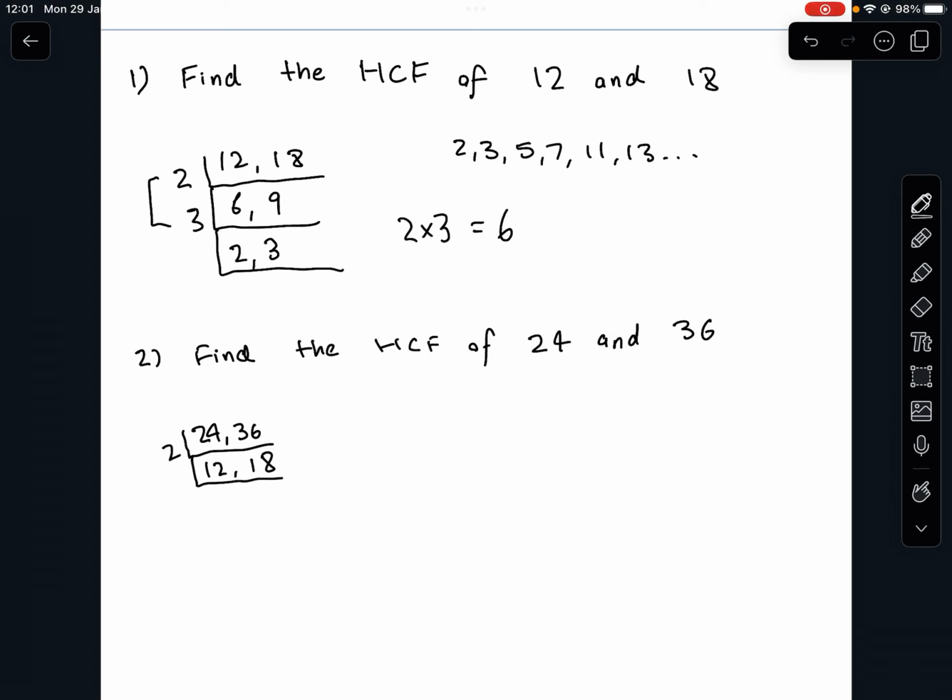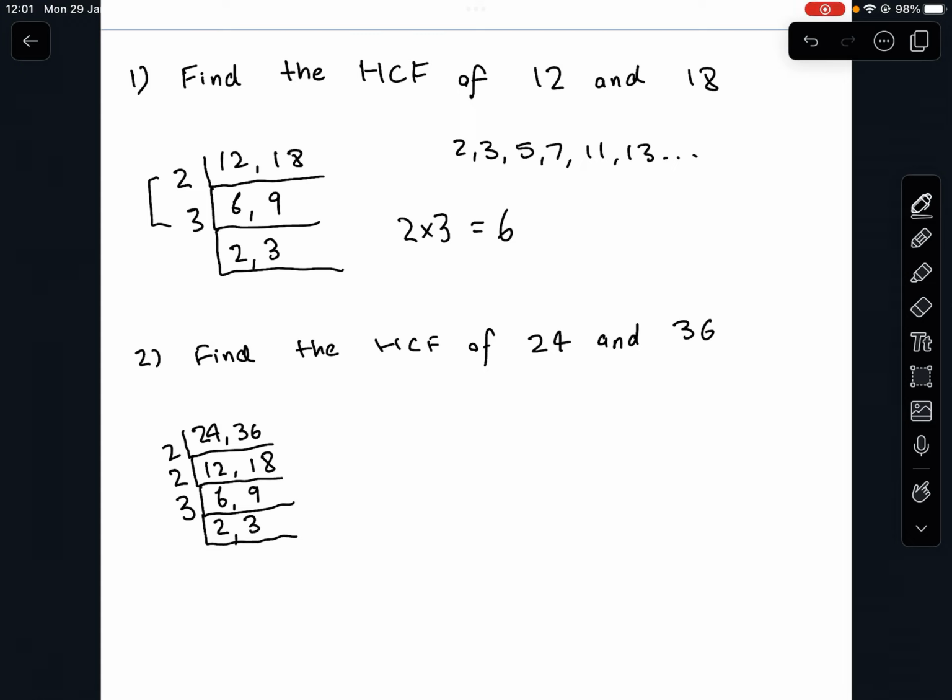We can use 2 again, right? Because both of them are divisible by 2. So 12 divided by 2 gives us 6. 18 divided by 2 gives us 9. Now we can't use 2 because 9 is not divisible by 2. So then we have to use 3 because both of them are divisible by 3. 6 divided by 3 is 2. 9 divided by 3 is 3.